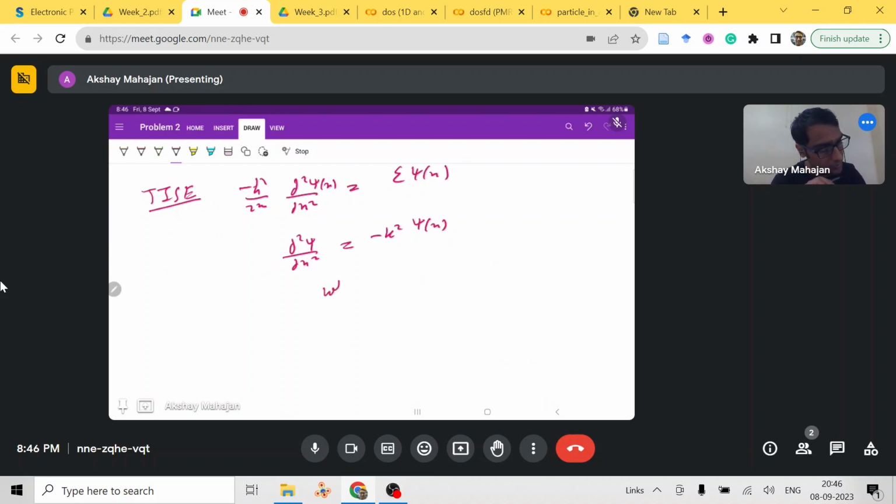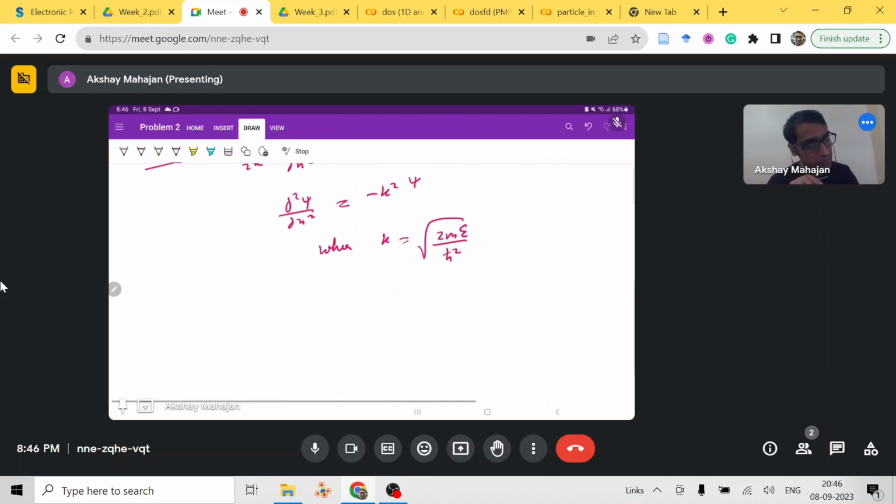where it is psi of x, I am just writing psi to avoid confusion. Now where k is equal to, again, the square root of 2m epsilon upon h bar square, right? So again we can consider psi of x as e to the power iota kx.